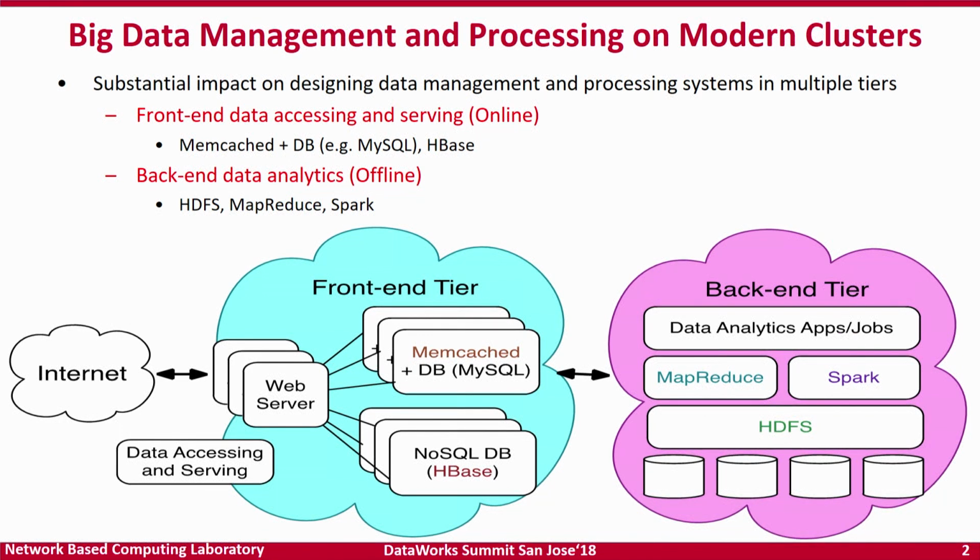And then you have a back-end tier where most of the data analytics takes place. So your MapReduce jobs, your Spark jobs, all these jobs are run in the back-end tier on top of HDFS, which is the main distributed file storage. So this is the typical architecture in modern data centers. The front-end tier is typically what you would call online processing, and the back-end tier is what you would call offline processing.